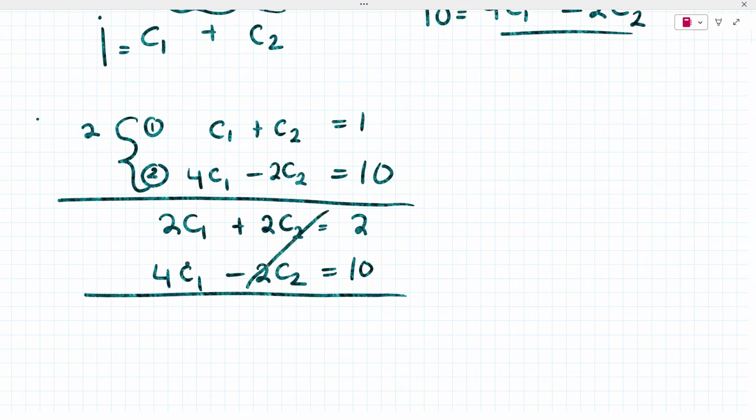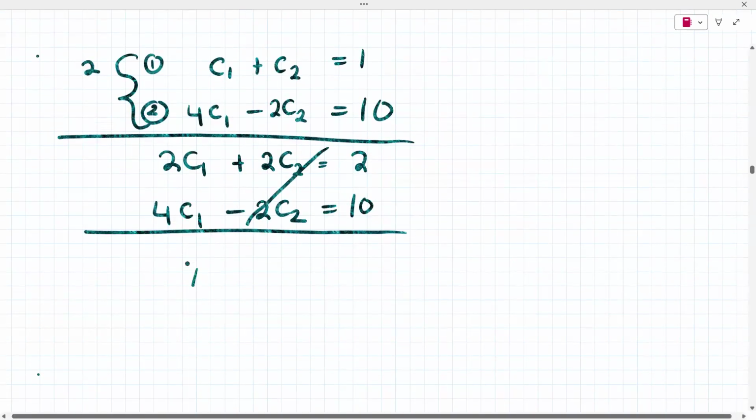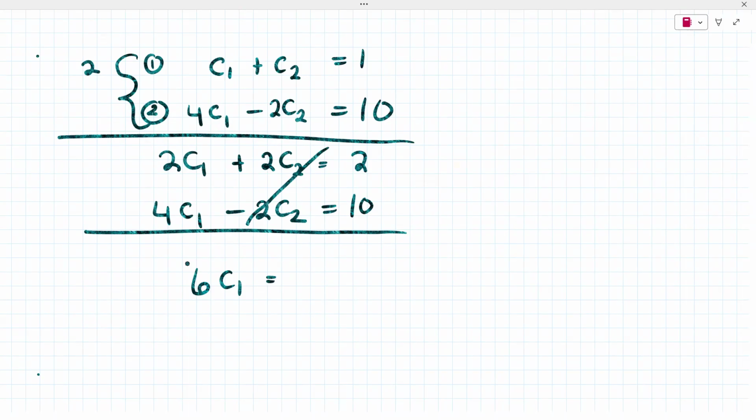This cancels. And then what's 2c1 plus 4c1? 6c1, right? 2c plus 4c is 6c. And then 2 plus 10 is 12. Solve for c1. Divide this by 6. c1 is 12 divided by 6, which is 2.